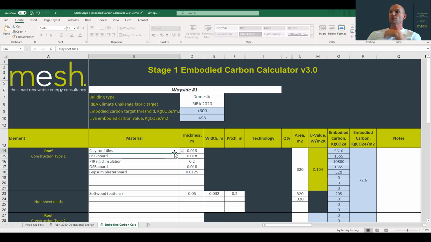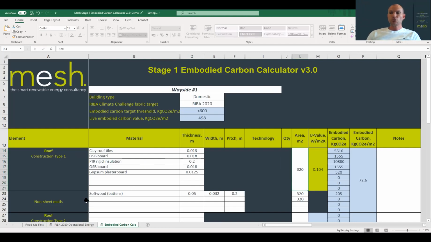And when you put in materials, particularly sheet materials, you put in the material, you manually type in the thickness in meters, and you put in the surface area over which that covers. So in this particular case, the roof area on this building, it was pitch roof, 320 square meters. It was actually kind of SIPS type construction with clay roof tiles on top. So we've got our clay roof tiles and their thickness, our OSB board, its thickness, PIR, its thickness, etc., etc., etc., and you work your way down to the plasterboard.